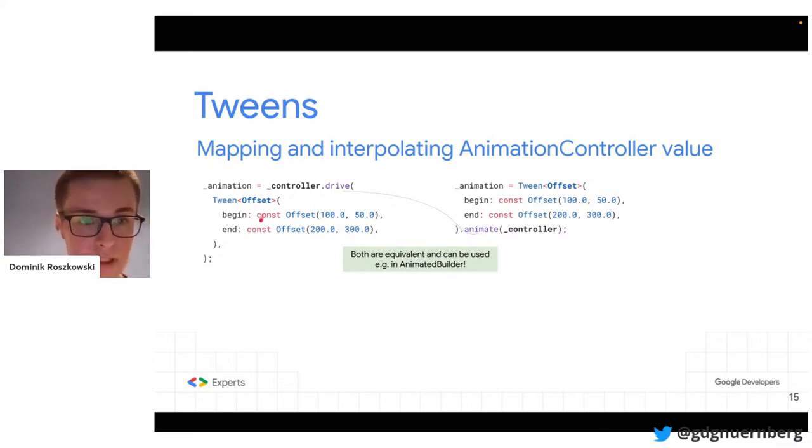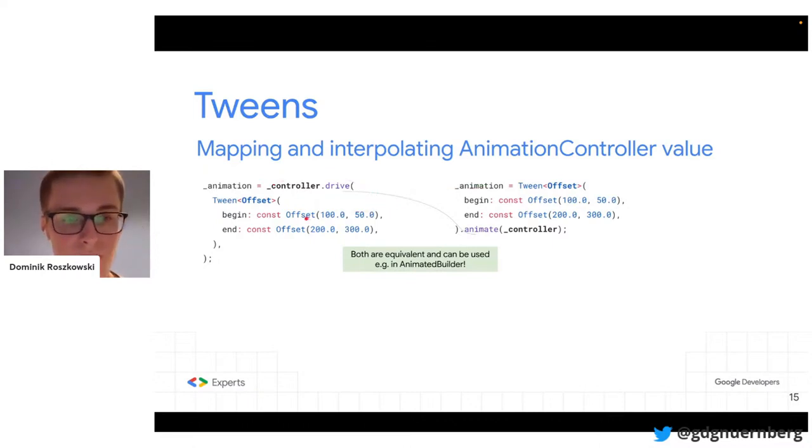And tweens, for instance, are generic, so we can provide any class that can be linearly interpolated; it needs to implement the lerp method. So for instance, Offset does, because Offset is actually just a class containing two values, x and y. So in this case, this tween will interpolate and map the value from Offset 150 to Offset 200, 300. And it will be a linear interpolation from 0 to 1.